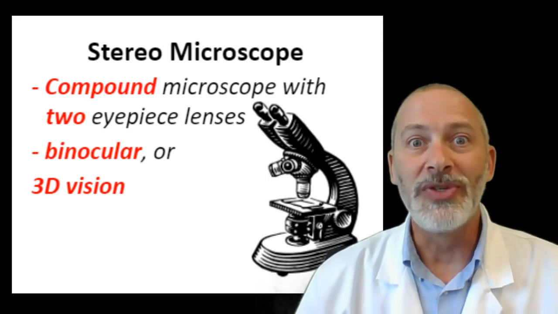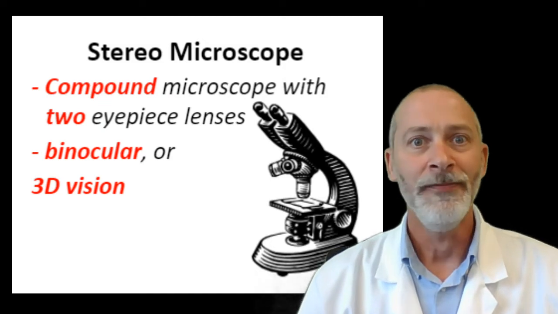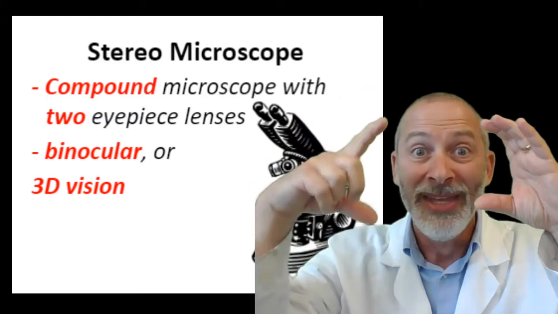When I was a kid, we used to have things called Viewmasters. And a Viewmaster looked like kind of funky square binoculars that you put a disc in and you rotate it.